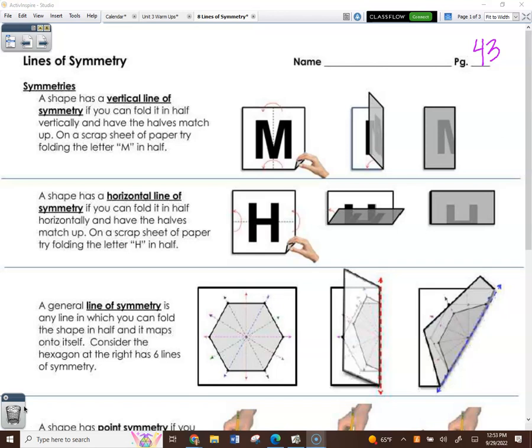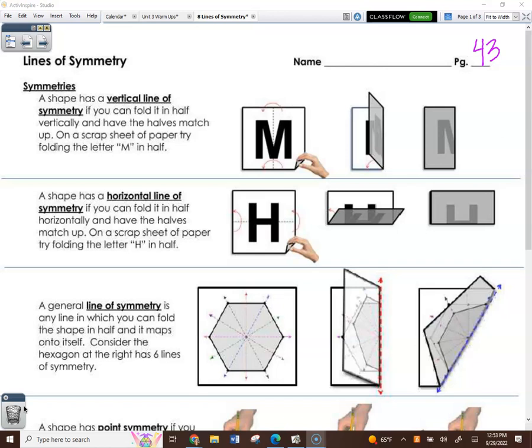Y'all may remember symmetry from middle school or 5th grade. I don't remember exactly what grade level it's taught. Doesn't matter. You've seen it at some point, right? You with me? Y'all stay with me. Wake up if you can.